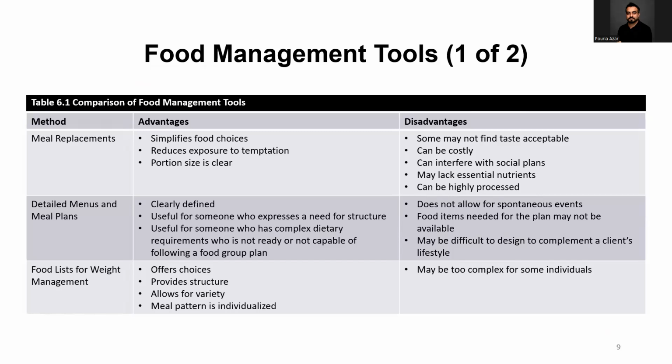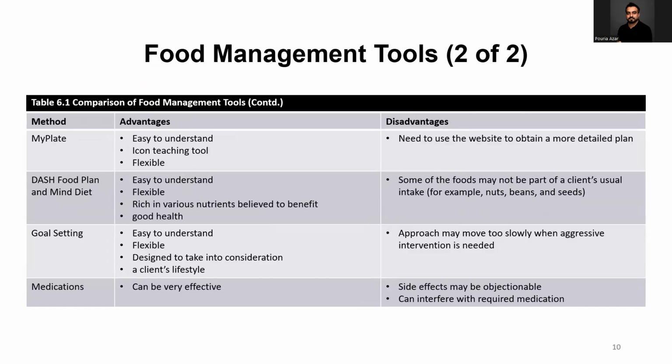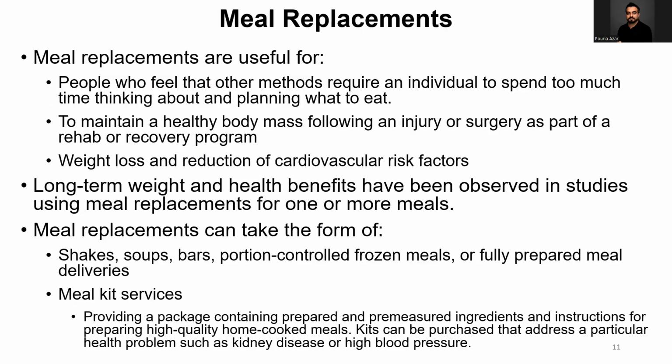There are different food management tools, and this table shows the advantages and disadvantages of each method. So we have meal replacements, detailed menus and meal plans, food lists, My Plate, DASH Diet and MIND Diet, goal setting, and medications, and they have their own advantages and disadvantages.